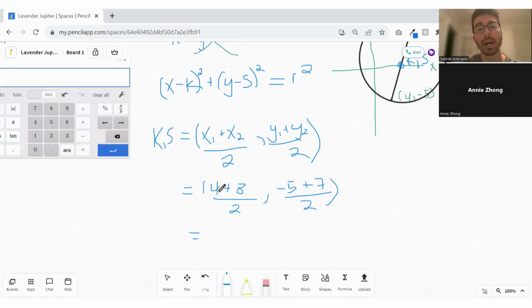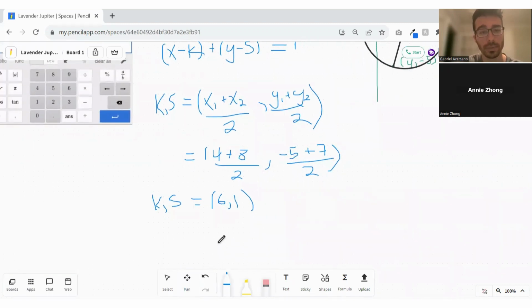So we'll solve this by adding the numerators. 4 plus 8 is 12, divided by 2 is 6. And -5 plus 7 is 2, divided by 2 is 1. So the center of our circle, K, S, is equal to 6, 1. The K value, which represents the X, is equal to 6. And the Y value for S is equal to 1.